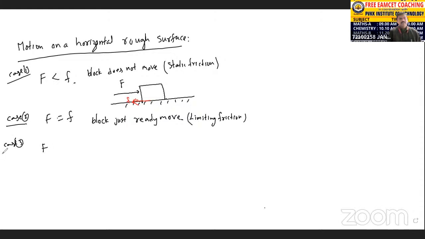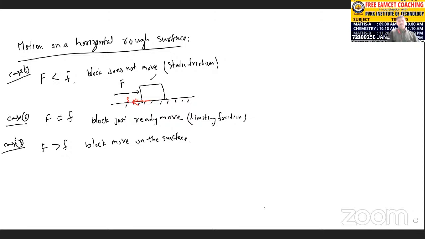Third case: the external force is greater than the frictional force. The block moves on the surface. This is called kinetic friction. In kinetic friction, the block moves and slides on the surface.